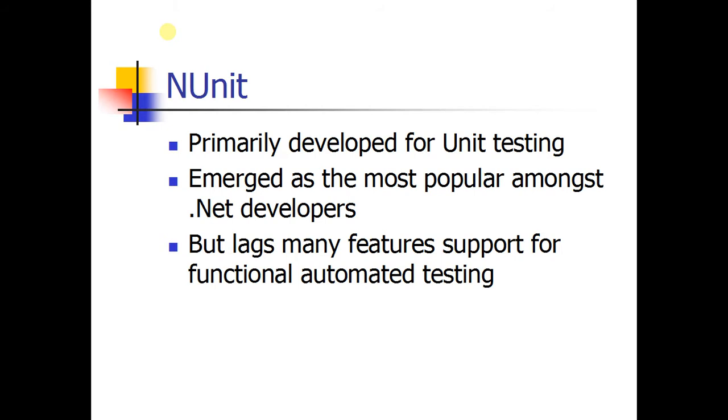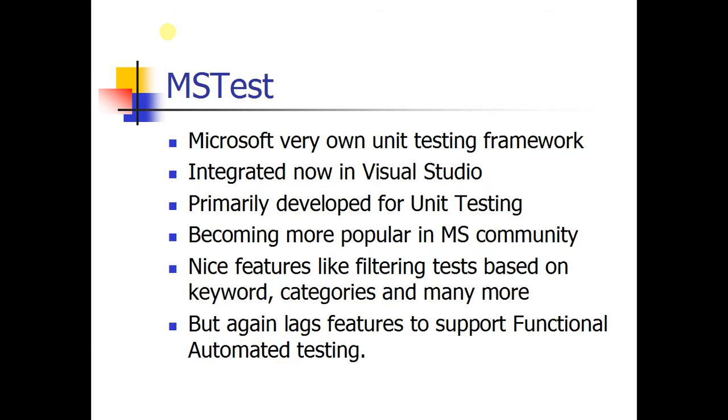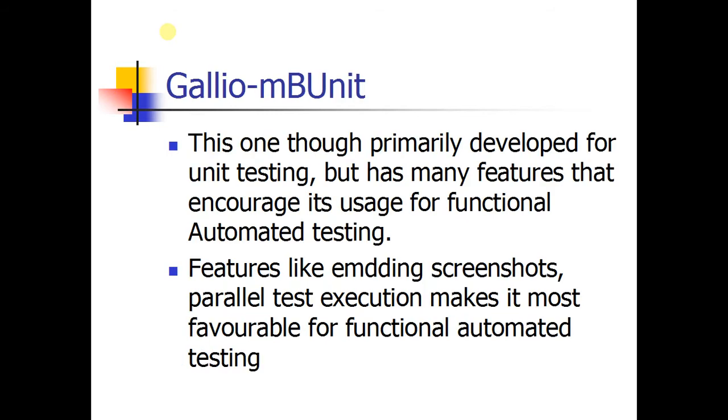NUnit is primarily developed for unit testing, and it has emerged as the most popular test framework for .NET developers. But it lacks many features to support automated testing. MSTest is a product by Microsoft, and it is now integrated in Visual Studio, and it's primarily developed for unit testing, and it's one of the most popular in the Microsoft community. It has many nice features, but it still lacks features for supporting functional automated testing.